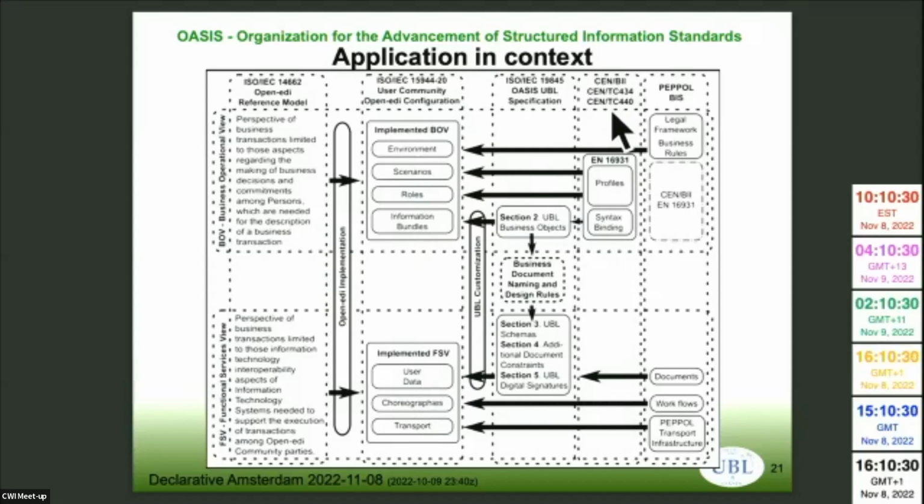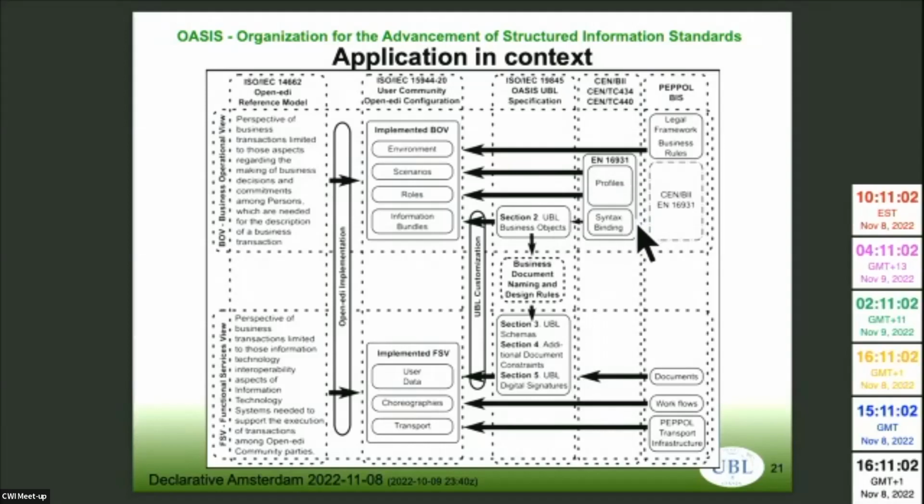There is a CEN business interoperability interfaces set of technical committees. EN 16931 is a CEN standard of profiles of scenarios and roles with a syntax binding. Now, it's too bad they use the word syntax there, because what they're actually binding to are the UBL business objects, and it's UBL doing the syntax. But they didn't ask me.